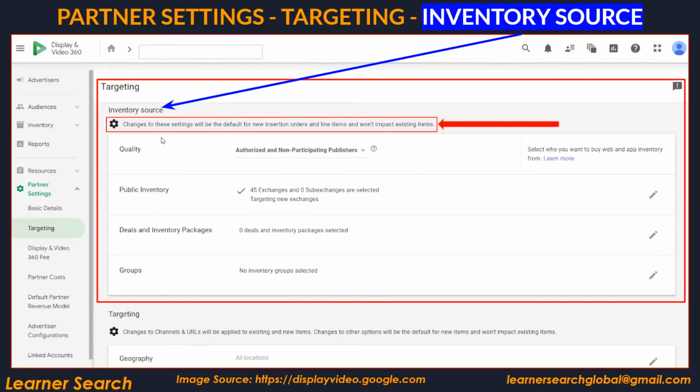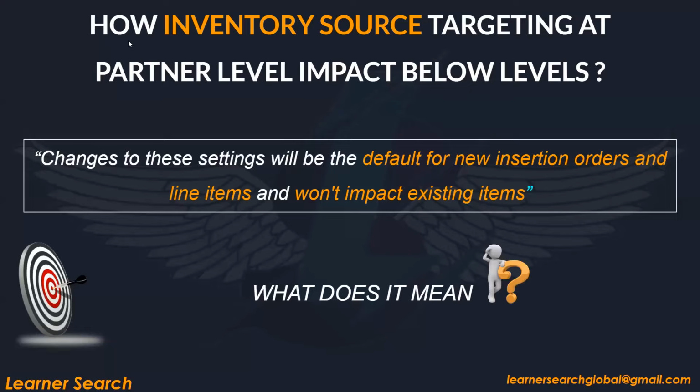Here one note is available. I am going to explain it more: how inventory source targeting at partner level impacts the levels below. We shall look into that. It is mentioned as a note here: changes to these settings will be the default for new insertion orders and line items and won't impact existing items. I repeat, changes to these settings will be the default for new IOs and line items and won't impact existing ones. So what exactly does it mean?